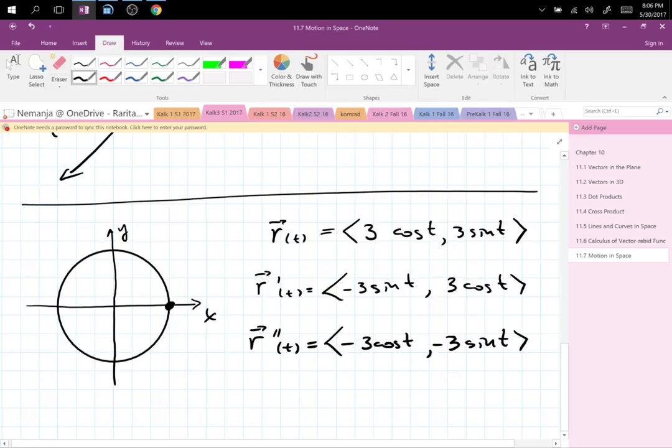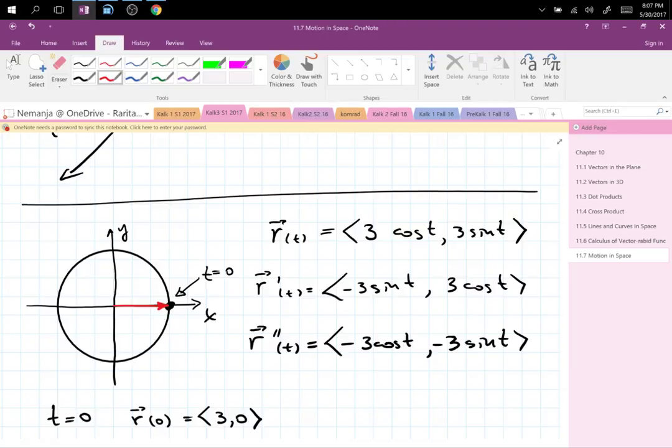So now, if you are to observe, let's say, a position over here, t equal to 0, so for t equal to 0, your r of 0 is 3, 0. So the position vector points towards the location. The terminal point of the vector is the location of the object. So t equals 0, that's the initial position.